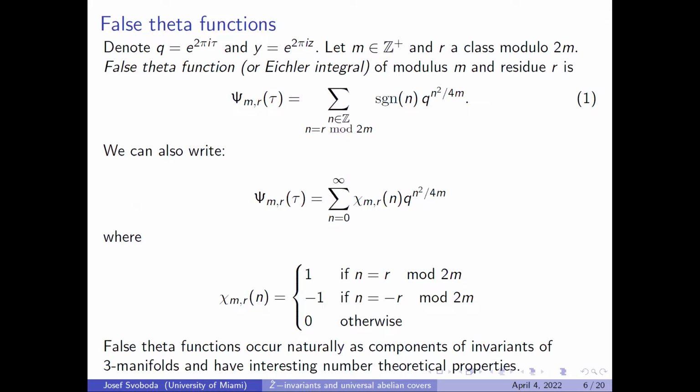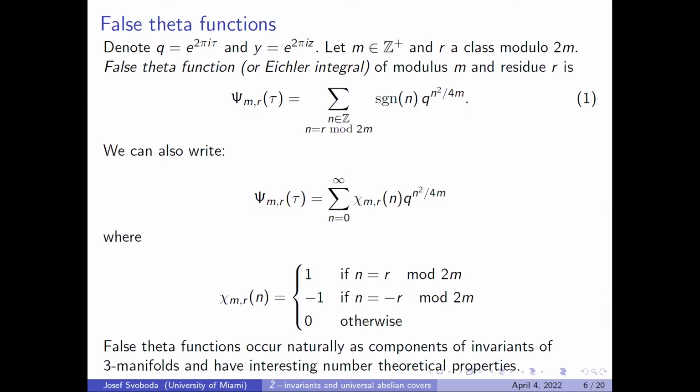So then the false theta function, or sometimes it's also called Eichler integral, of modulus M and residue class R, is this function. We take an infinite sum of these quadratic terms, so q to the quadratic expression in terms of n, and we sum over the residue class, and also we add this funny sign. That's why it's called a false theta function, because it's not really a usual theta function.